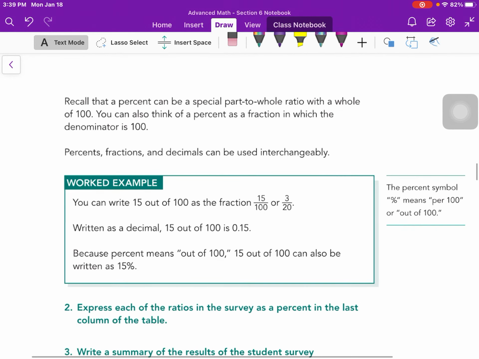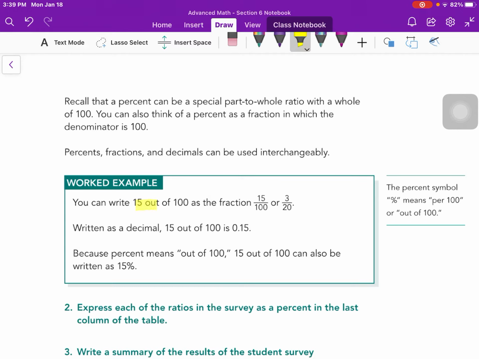It says, recall that a percent can be a special part to whole ratio with a whole of 100. You can also think of a percent as a fraction in which the denominator is 100. Percents, fractions, and decimals can be used interchangeably.